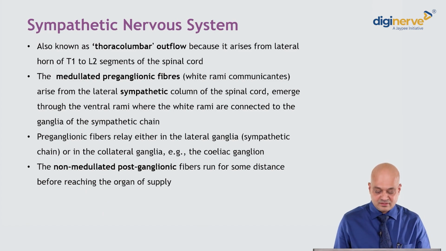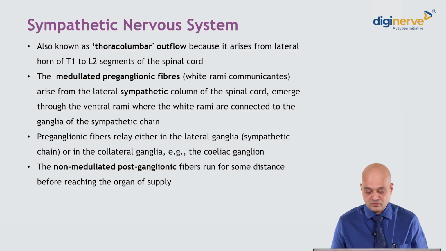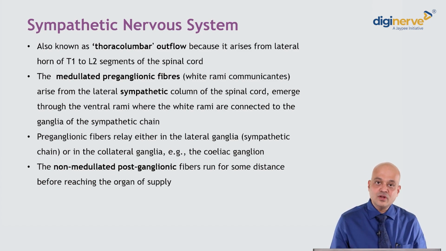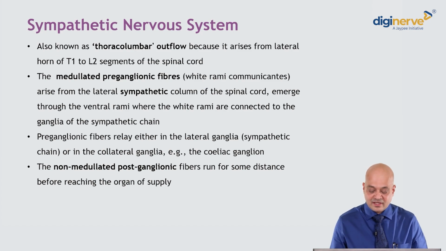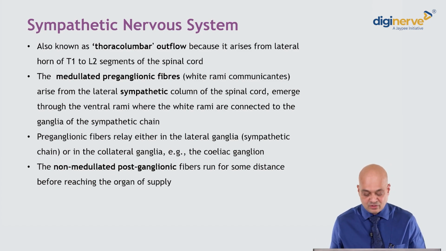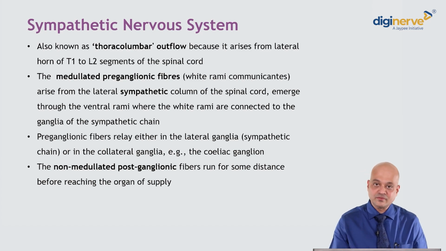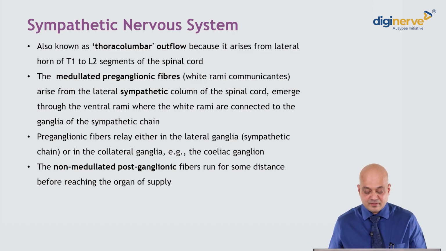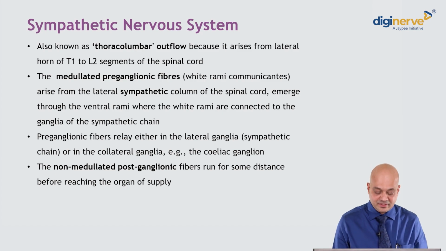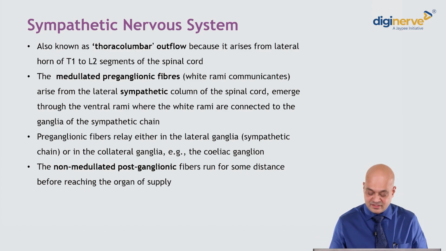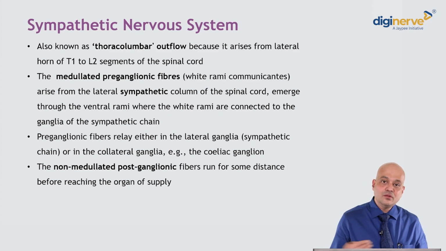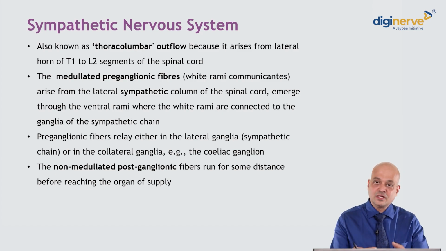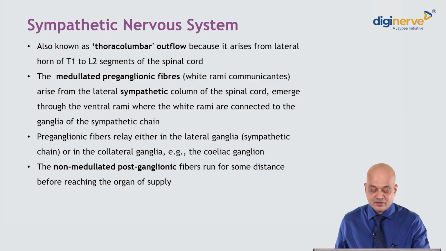The sympathetic nervous system, also known as the thoracolumbar outflow, because it comes from T1 to L2 of the spinal cord. These are myelinated preganglionic fibers and they arise from the lateral sympathetic column of the spinal cord. They come out through the ventral rami, as we have seen in the anatomy days, where they become connected to the ganglia of the sympathetic chain. The preganglionic fibers relay either in the lateral ganglia, which is the sympathetic chain, or the collateral ganglia, which is the celiac ganglion, for example. The non-myelinated postganglionic fibers run for some distance before they reach the target organ of supply.